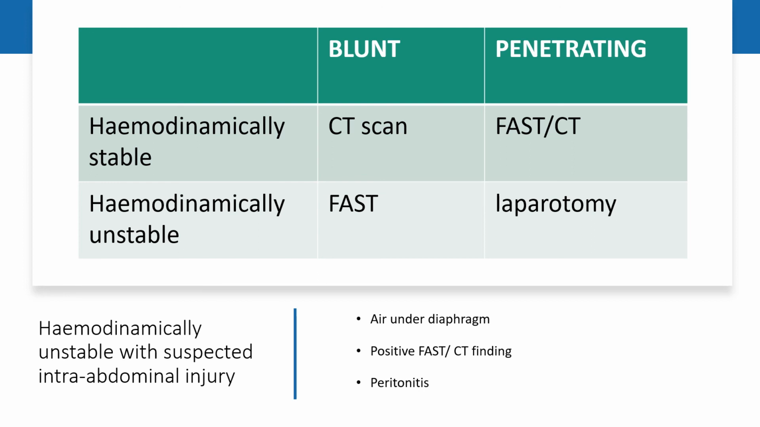In an unstable patient with suspected intra-abdominal injury, there are a few signs or findings that you can see. First, in your chest x-ray, when you do your adjunct to primary survey x-ray, you can find air under the diaphragm. Also, the patient is positive in your FAST, focused assessment with sonography for trauma, and you find an organ injury in your CT abdomen, and also the patient has peritonitis, complaining of abdominal pain.